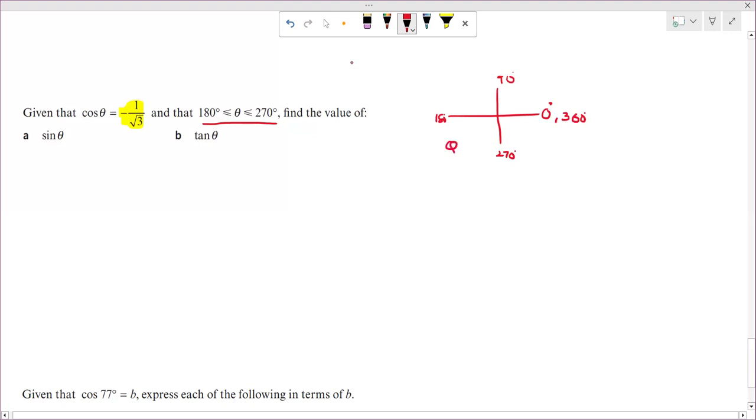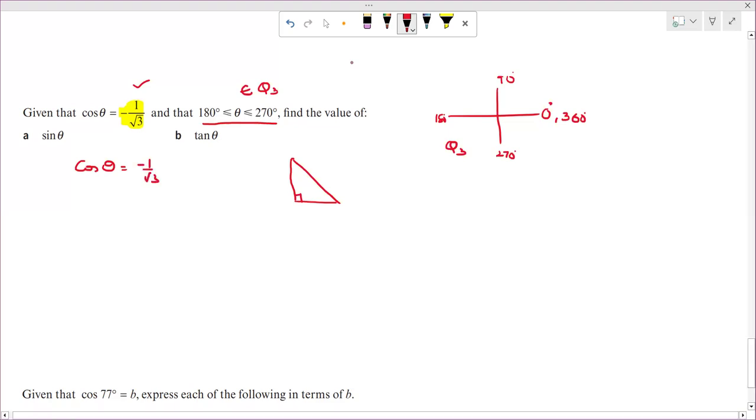This belongs to the third quadrant. In the third quadrant, cos is negative. Now we need to find the sine. Whenever the values are given, you go for the Pythagoras concept. Take the triangle over here. Actually, the cos theta formula, you take minus 1 by root 3.